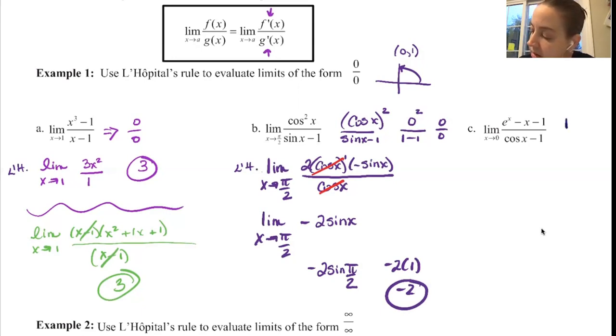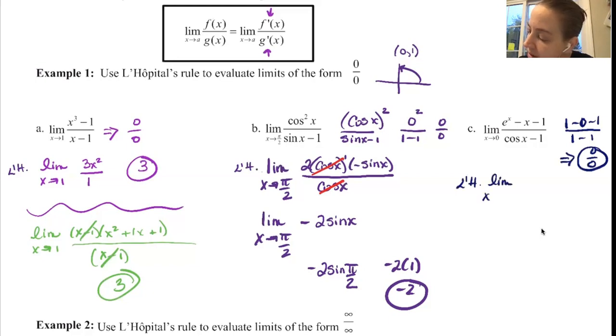Looking at letter C, if we put 0 in place of the x, e to the 0 is 1, minus 1. Nope, that's a 0. Good grief, I can't substitute this morning. And then in the bottom, cosine of 0 is 1, minus 1. This is also 0 over 0. So indeterminate, which means we can use L'Hopital.